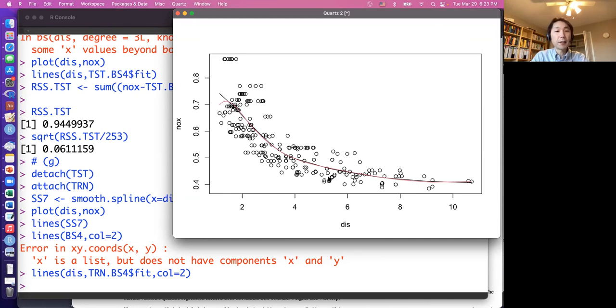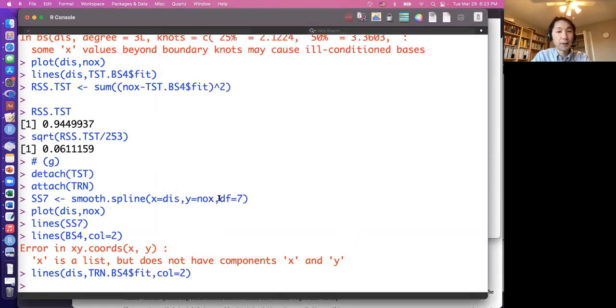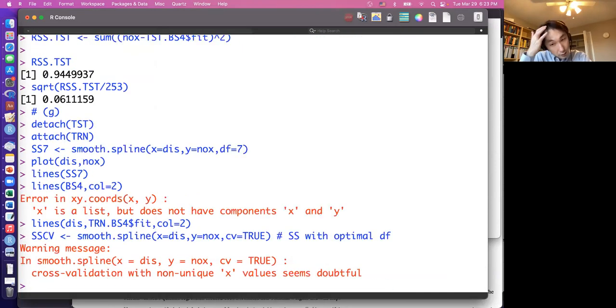Yeah, and finally, we want to find the optimal effective degrees of freedom for the smoothing spline. So, SS optimal by cross validation. We don't specify DF, but we set the CV option as true. Then we get the optimal smoothing spline with optimal degrees of freedom. It returns a warning message: in smooth.spline, cross validation with non-unique x values seems doubtful.